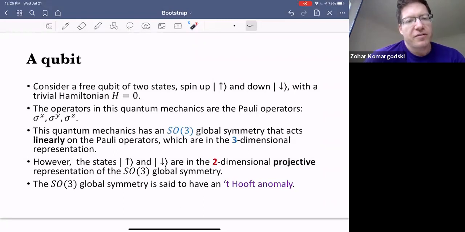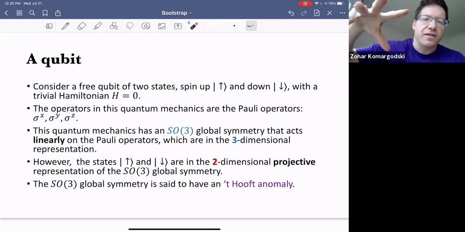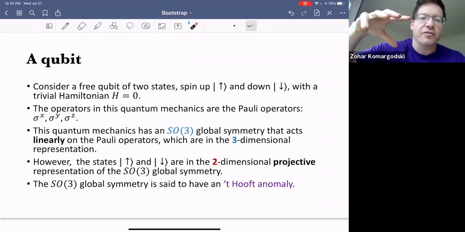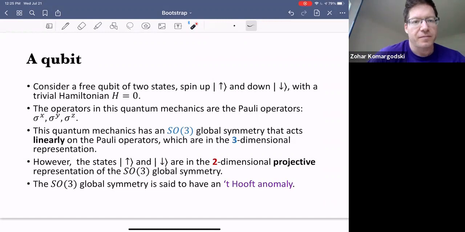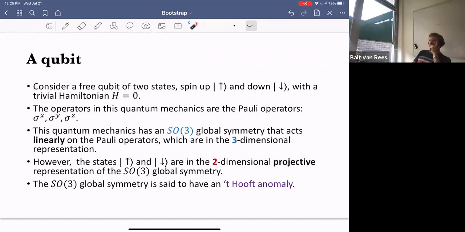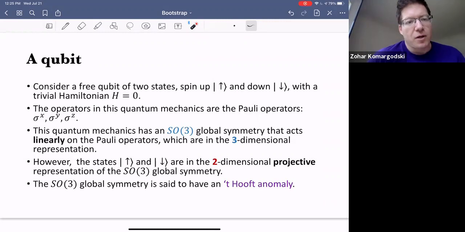SU2 has fewer sources than SO3 because SU2 has integral fluxes on closed two-manifolds, and SO3 allows also for half-integral fluxes. Yep. So actually, by enlarging the symmetry, you limit what you can do with QFT.